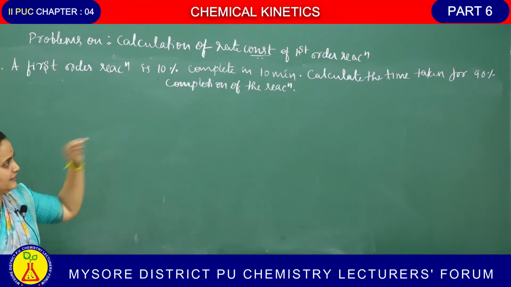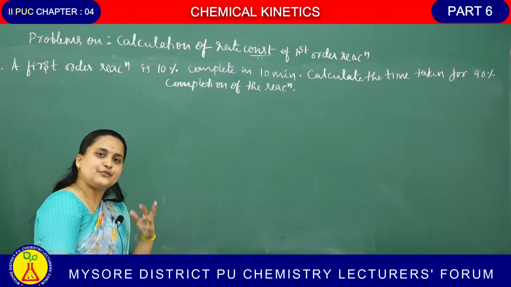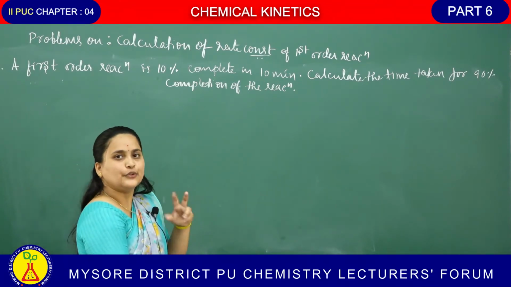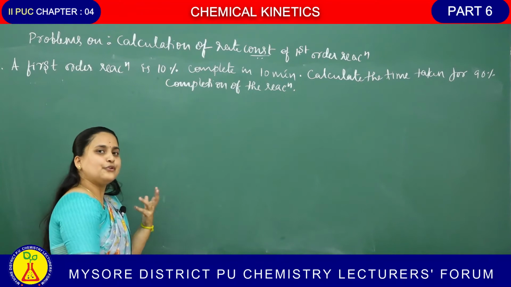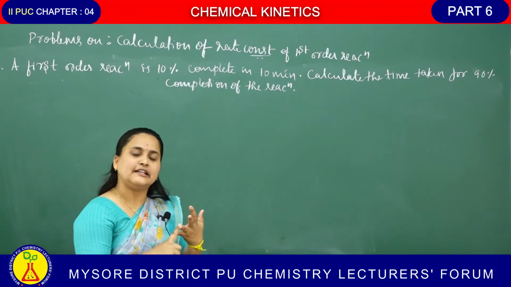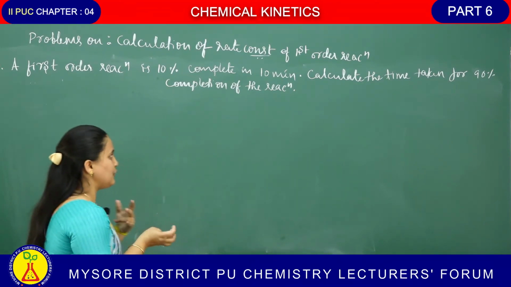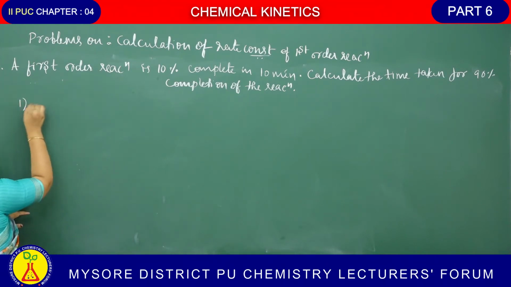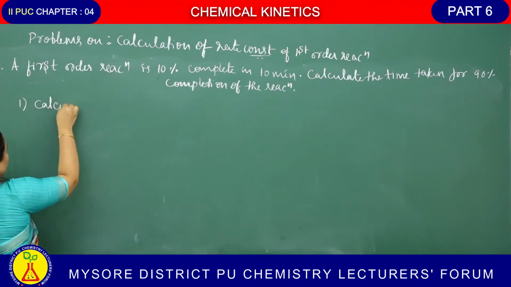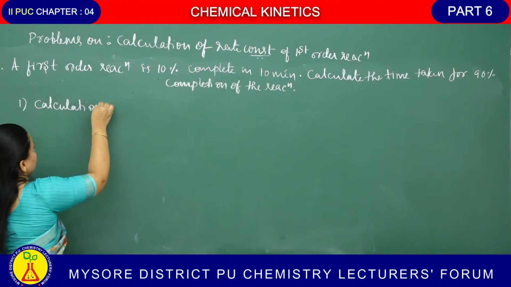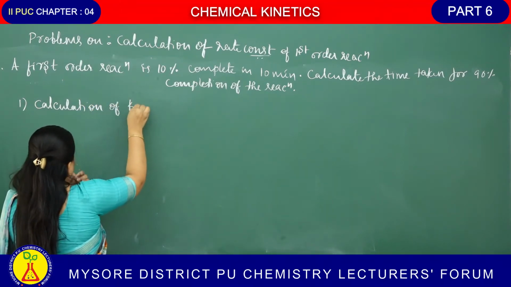If 10% completes in 10 minutes, they are asking us to calculate how much time it takes for 90% of the reaction to complete. Before going to the time, first we have to calculate the rate constant. Calculation of K, right? Okay.